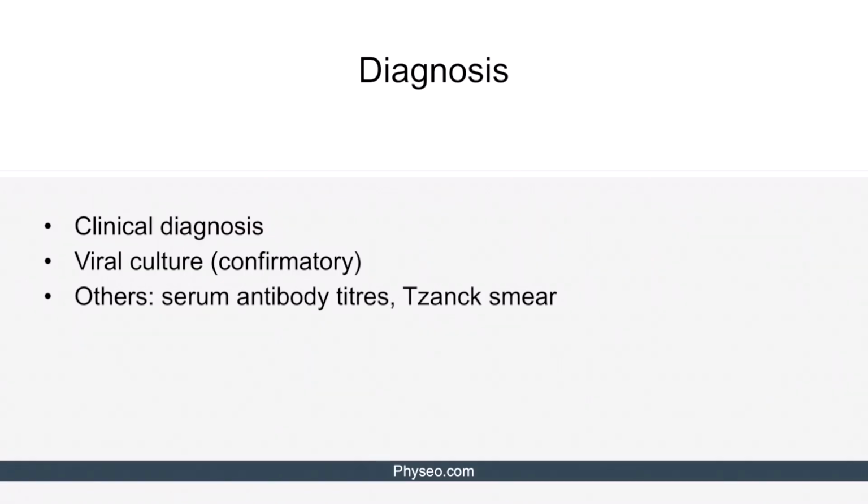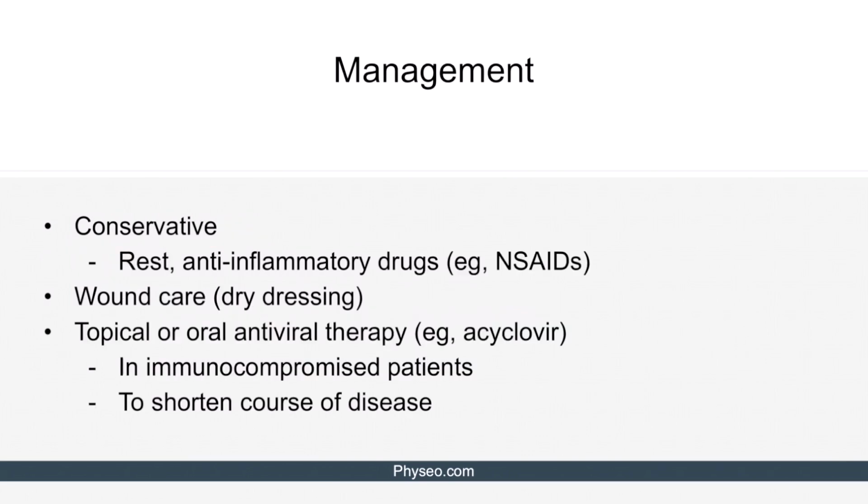Herpetic whitlow is a clinical diagnosis. However, viral culture can be done to confirm the diagnosis. Other tests include serum antibody titers and a Tzanck smear microscopy. The Tzanck smear is not specific, and it doesn't really distinguish between HSV1 and HSV2. Herpetic whitlow usually resolves spontaneously in about 2 to 4 weeks. And during this period, conservative management such as rest and use of anti-inflammatory drugs may be required. Proper wound care is necessary to prevent secondary infection and to prevent further transmission. Now, topical or oral antiviral therapy may be needed in immunocompromised patients in order to shorten the disease course.